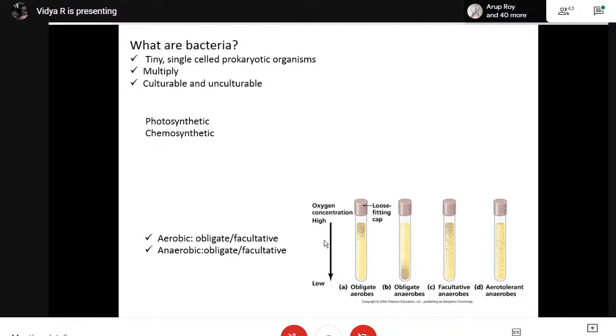These bacteria can be photosynthetic and chemosynthetic. Photosynthetic bacteria utilize light just like the plants. Chemosynthetic means, instead of light, they use chemical compounds for their energy and synthesis of food materials. Among these bacteria, there are also aerobic ones. Among aerobic, there are obligate and facultative. Obligate means oxygen is compulsory for them. Facultative means they can live with or without it. Anaerobic means totally in the absence of oxygen.